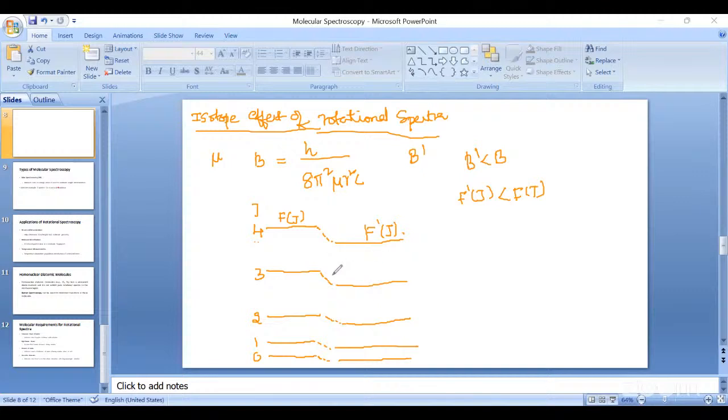Generally, as we have seen, the separation of levels for the heavier isotope will be smaller than those of the corresponding levels of the lighter isotope. Hence the spectral lines will also be very close here, as we have seen. So this is the isotope effect of rotational spectra.